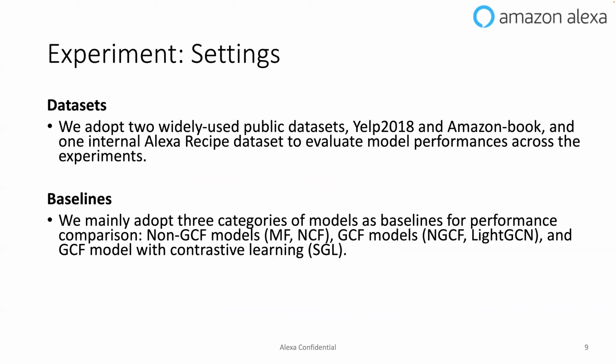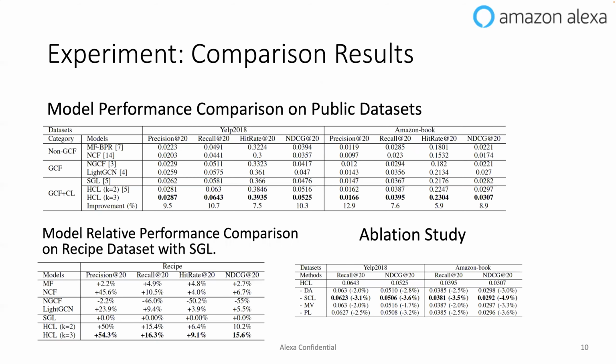Let's take a look at the experiments. We adopt two widely used public datasets, Yelp and Amazon Book, and one internal Alexa recipe dataset to evaluate the model performance across the experiments. For the baselines, we mainly adopt three categories of models for performance comparison. And the experiment results are shown here.